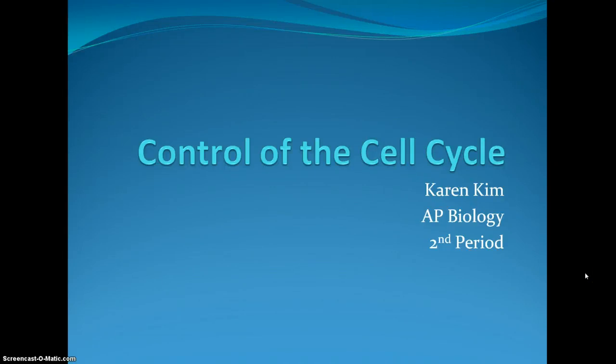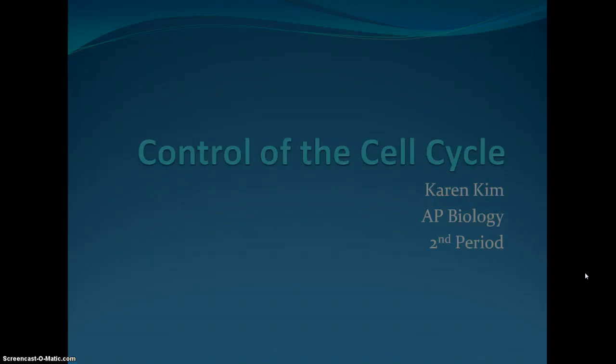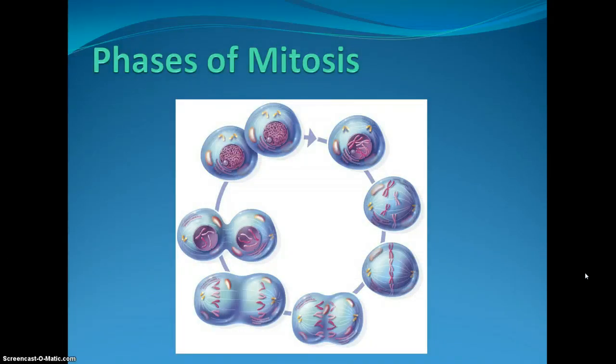My name is Karen, and I'll be talking about the control of the cell cycle. Before going over how the cell cycle works, we should know more about the cell division of mitosis. Mitosis is to make another copy of itself as a result.